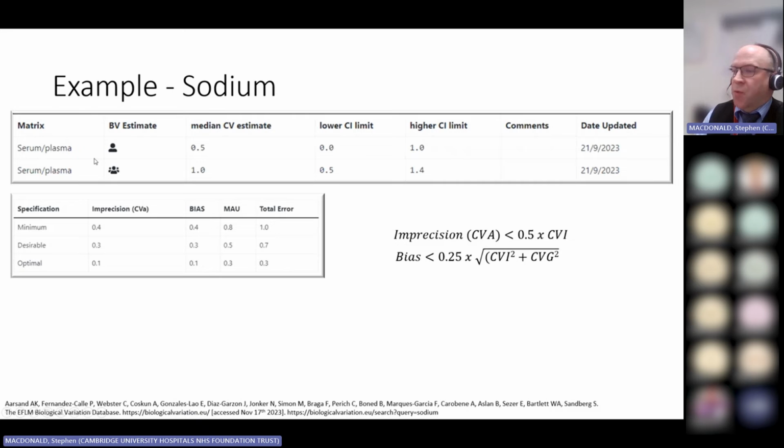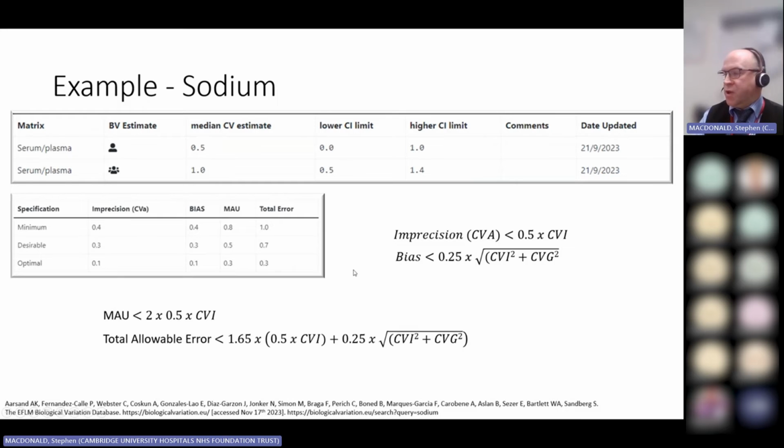Bias combines both intra and inter biological variation through the root sum of squares method that we mentioned in the first webinar, and multiplies that by 0.25 to give an allowable bias for desirable criteria again. So if you wanted to do the maths in your head, you would again get a result of acceptable bias of 0.3%. From that imprecision and bias, we can then calculate what the maximum allowable uncertainty is.